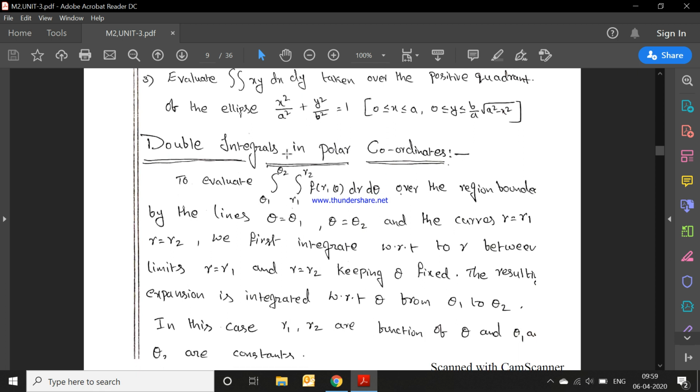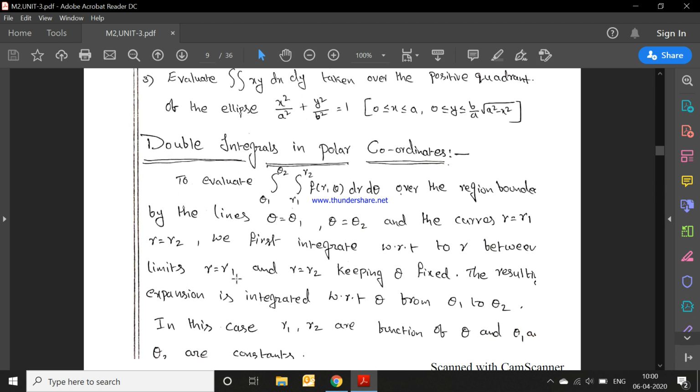Next topic is double integrals in polar coordinates. To evaluate the integral from theta 1 to theta 2, r1 to r2, of f(r, theta) dr d theta over the region bounded by the lines theta equal to theta 1, theta equal to theta 2 and the curves r equal to r1, r equal to r2, we first integrate with respect to r between the limits r equal to r1 and r equal to r2, keeping theta fixed. Here theta is fixed because theta is an angle, always constant, so theta is fixed.